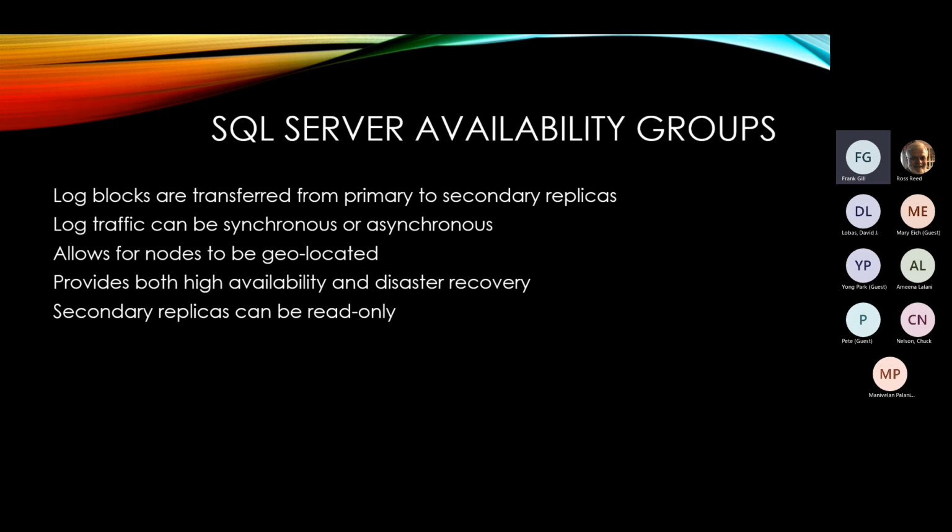The way that the availability groups work is my primary instance has my OLTP workload running against it. So transactions are running against that primary instance. Data is being updated, inserted, deleted. As those transactions are committed on that primary instance, the log blocks associated with those transactions are sent to the replicas. You've got 2 options for how that traffic is sent.